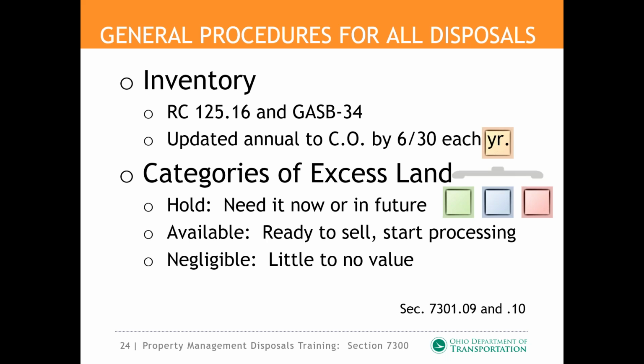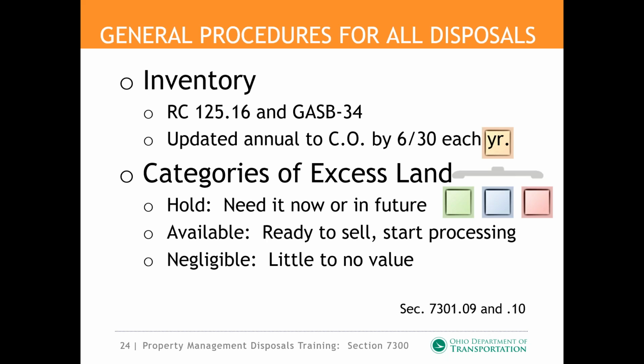Each year, by June 30th, the district must send an annual update of their excess land inventory to central office property management. Each year, the district real estate administrator must determine a category status for each parcel of excess land and log it on the district inventory. Those categories are, as you see at the bottom of this slide, as follows.